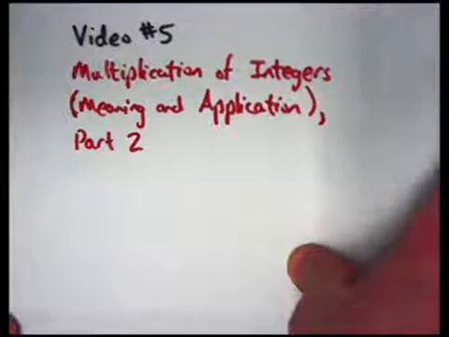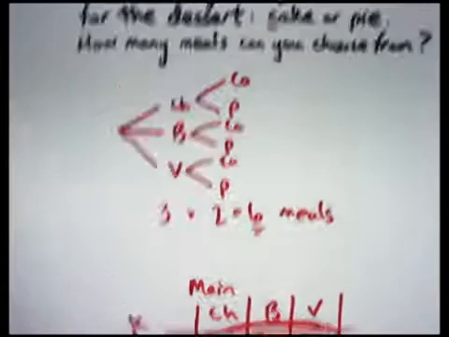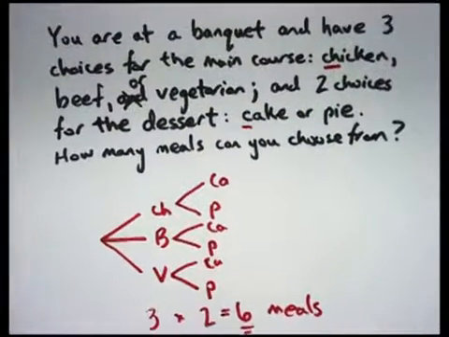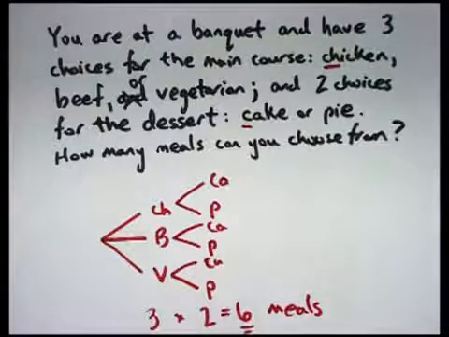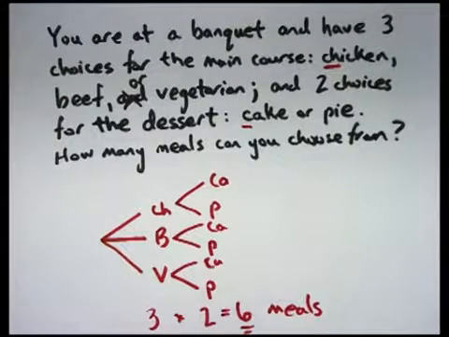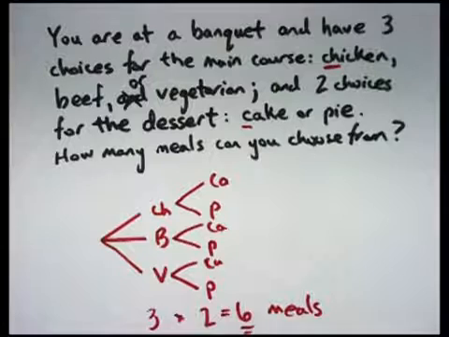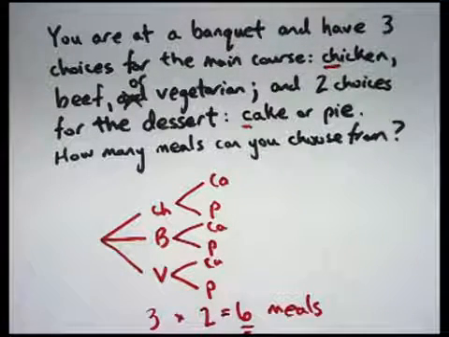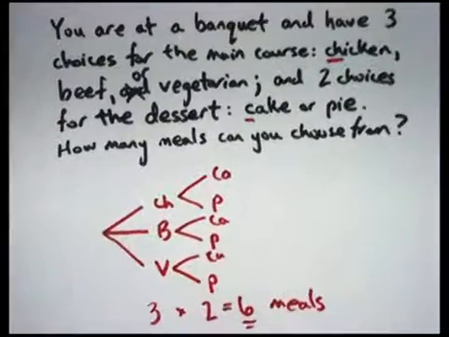I want to go over quickly the problems that I discussed in the last video to highlight some other things about these problems. So this question says you are at a banquet and have 3 choices for the main course: chicken, beef, or vegetarian, 2 choices for the dessert, cake or pie. How many meals can you choose from? Many people intuitively see that the answer is 6, and that indeed is true, and there are 2 ways you can visualize it.